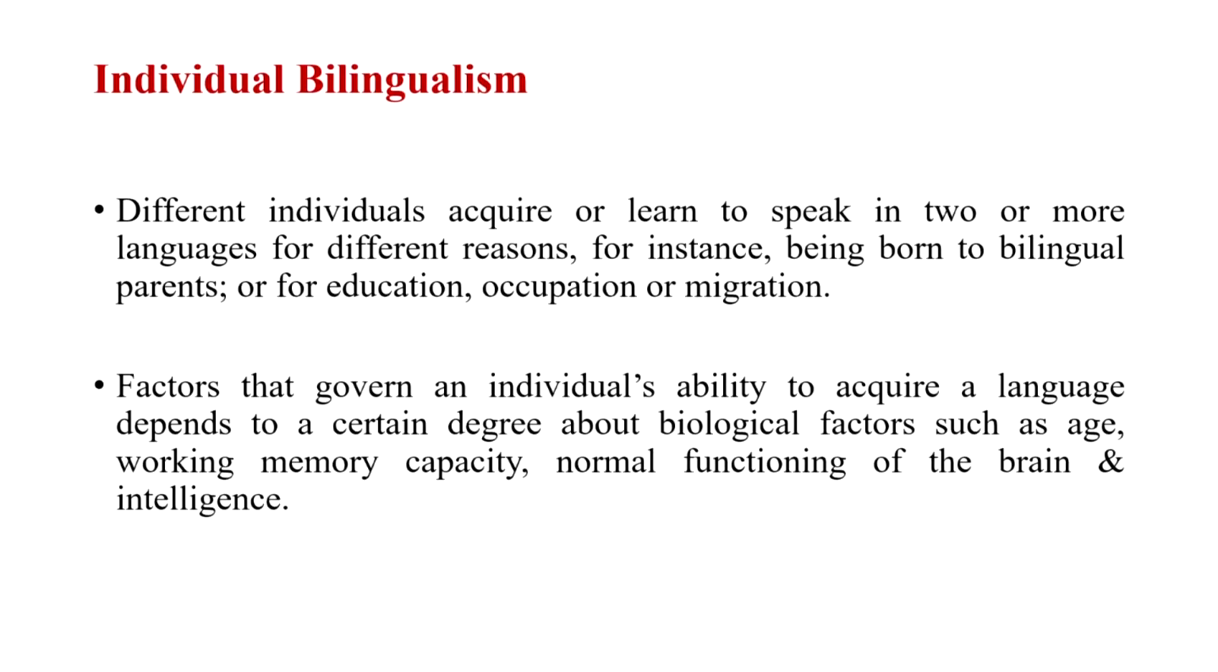Now, there are different factors that would govern how individuals would pick up languages, or say, for example, their ability to pick up different languages at the same time. Factors, for example, biological factors such as the age at which an individual is acquiring a language, the working memory capacity, the general intelligence, the verbal aptitude. There are so many of these factors that govern the success or the extent to which a particular individual will be able to learn a language.